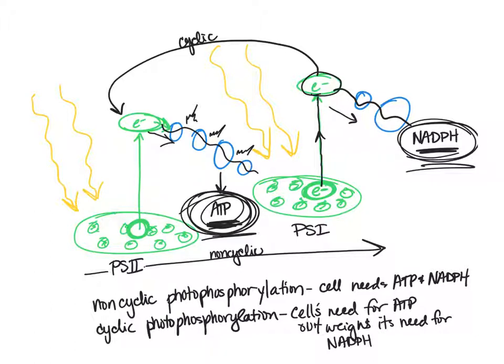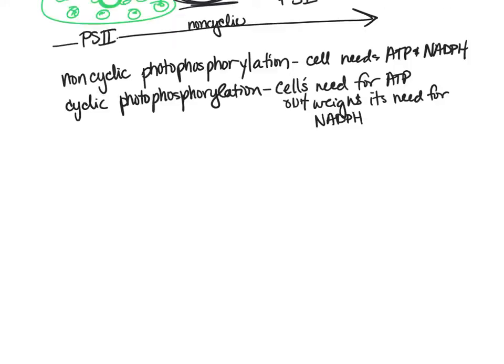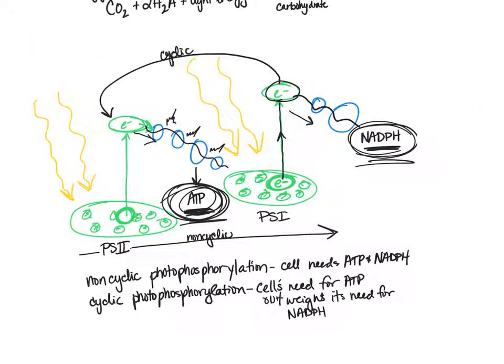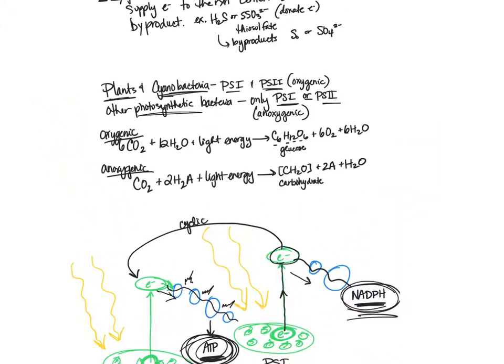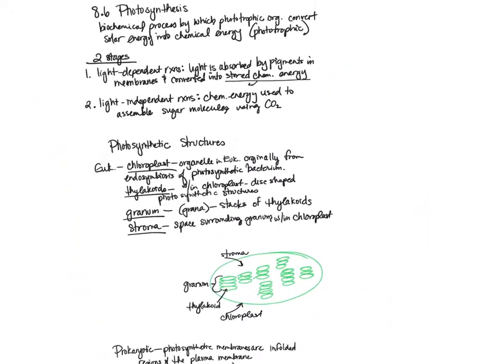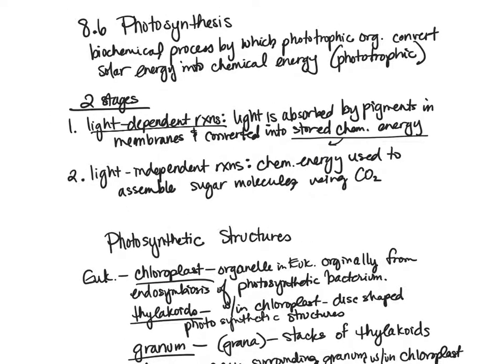Getting back to the beginning of the chapter with the general process, the two stages of photosynthesis, let's piece together our light independent reactions with the light dependent reactions. What we've been looking at thus far are the light dependent reactions. We have light coming in, hitting those pigments, exciting them, moving the electrons, making the ATP and the NADPH. Light is absorbed by pigments in the membranes and converted into stored chemical energy. So now we know this stored chemical energy is our ATP and NADPH.